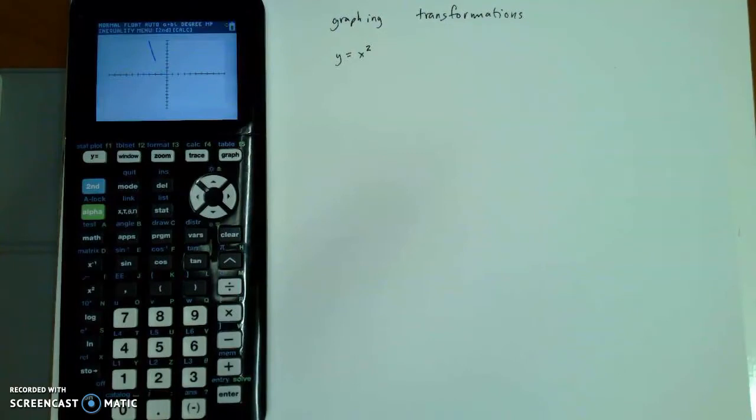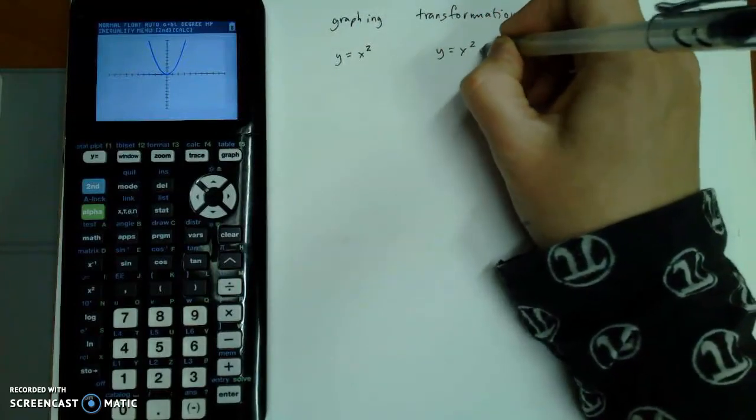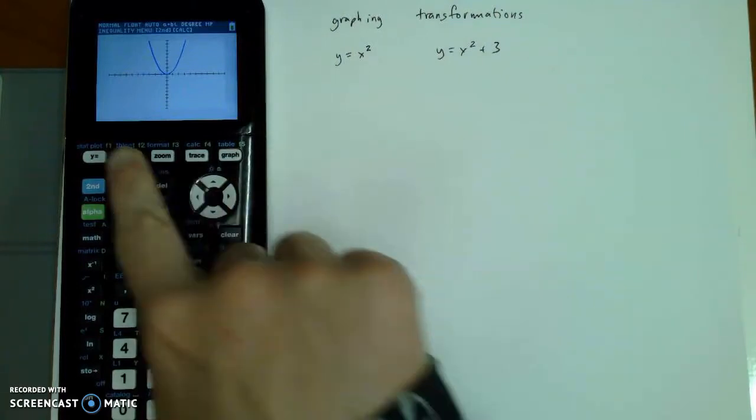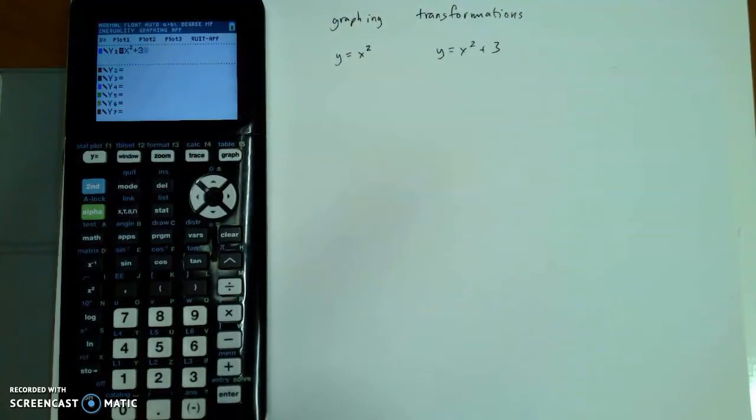Now, as we remember, that x squared graph looks vaguely like the letter U. Technically, it's called a parabola. And let's do some transformations to that. So what happens if I do x squared plus 3? Well, let's come here to y equals, and let's add a plus 3 on at the end.